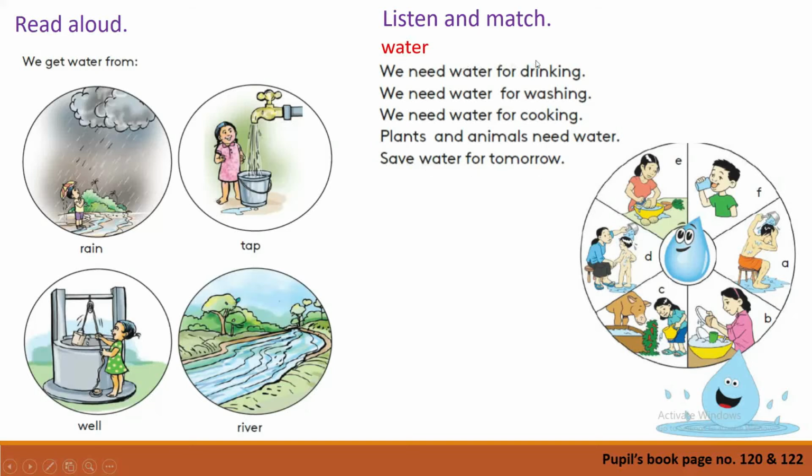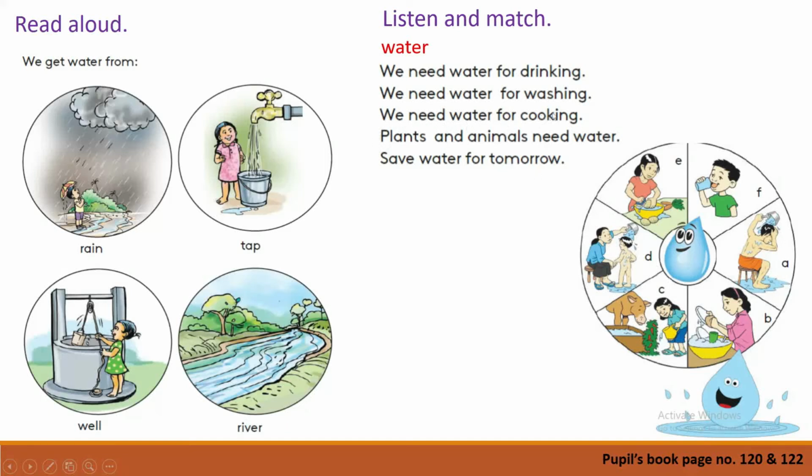Okay, let's read the sentence and match with the pictures. Okay, we need water for drinking. Yes, which picture? Yes, picture F. We need water for washing. There are few pictures. A, B, D.